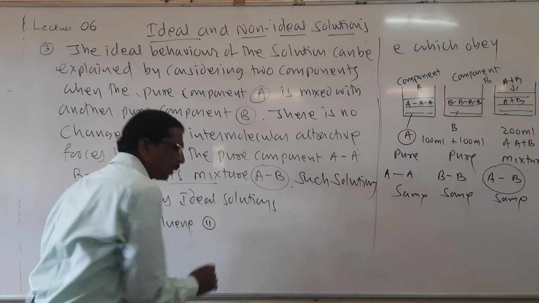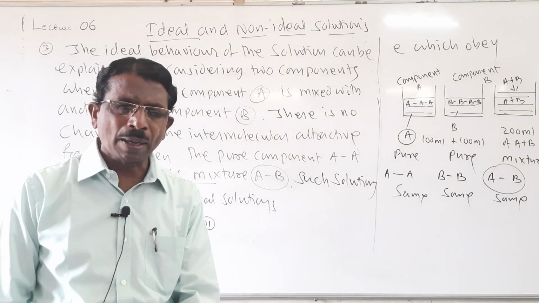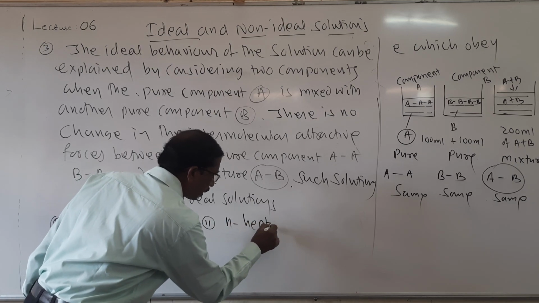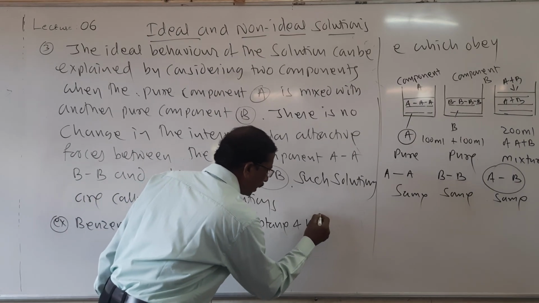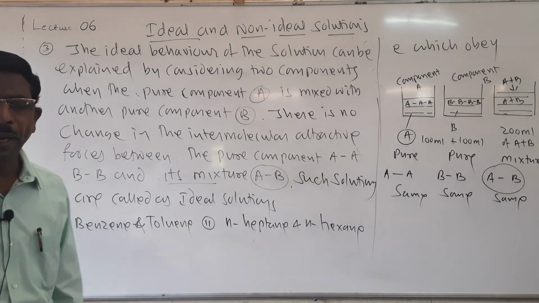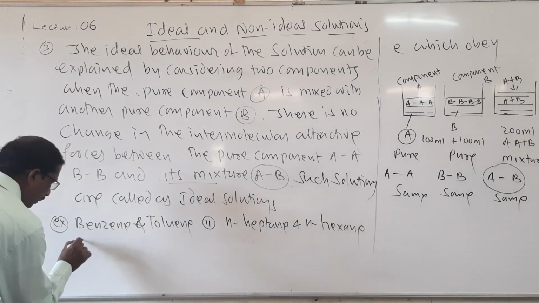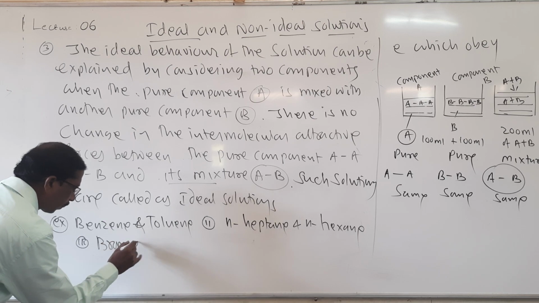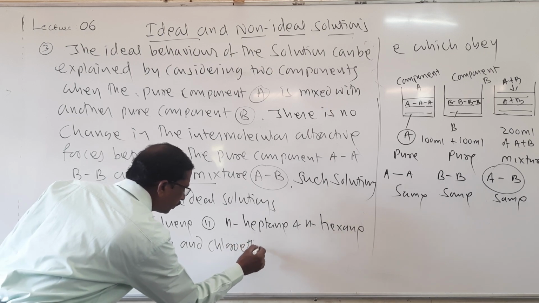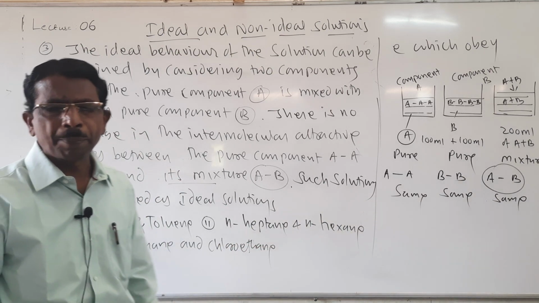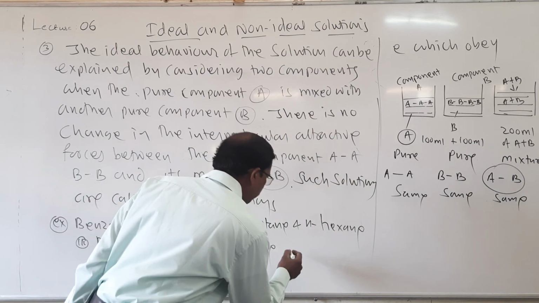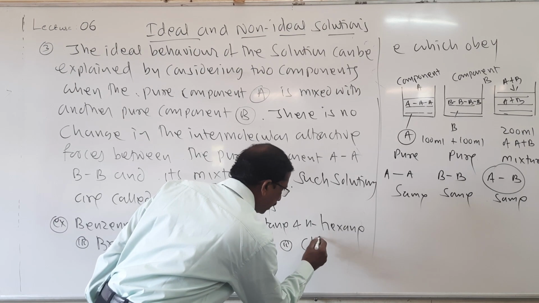And the second example, you may also write: n-heptane and n-hexane. And the third example, bromoethane and chloroethane. So these are the examples for ideal solutions. You may also write chlorobenzene and bromobenzene.